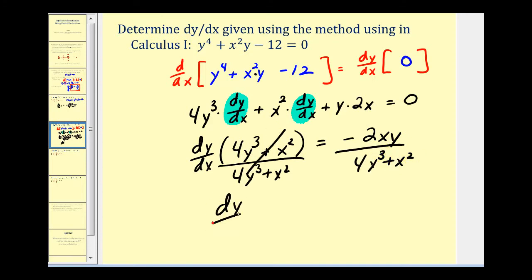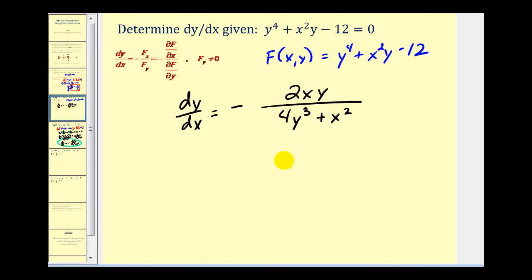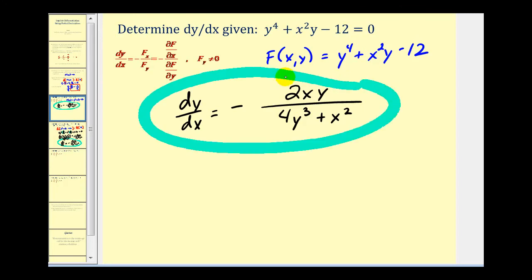So as you can see, the first method was a lot easier and a lot faster. Let's go ahead and make sure the results are the same. Here's what we determined using the old technique. And going back to the previous screen, with a lot less work, dy/dx of course is the same. Let's go and take a look at a couple more examples.